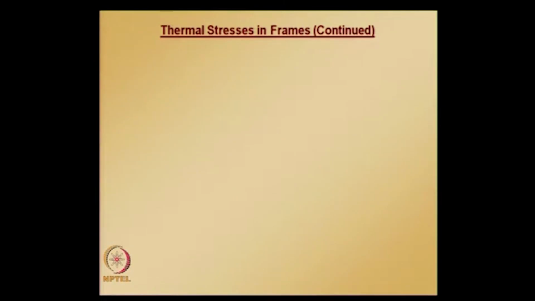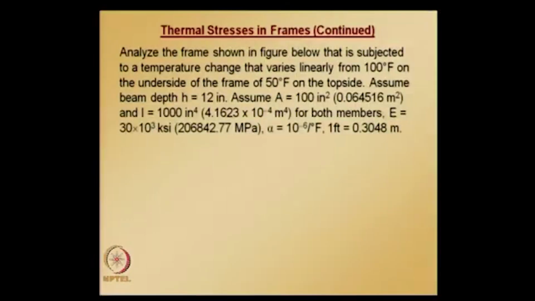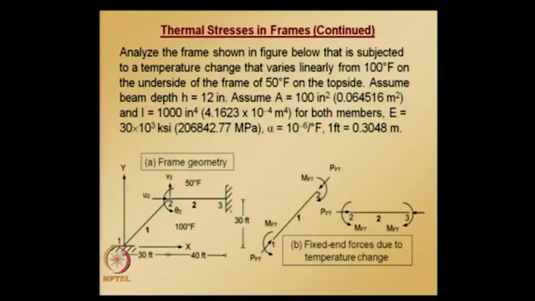So now let us take an example. Basically this example is what you have already seen when we were solving 2D plane frames. The only thing is that earlier it was subjected to a uniformly distributed load. Here the same structure is subjected to temperature changes. Analyze the frame shown in the figure below, that is subjected to a temperature change that varies linearly from 100 Fahrenheit on the underside of the frame to 50 Fahrenheit on the top side.